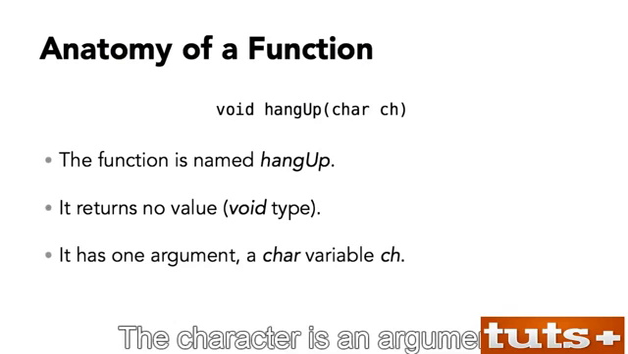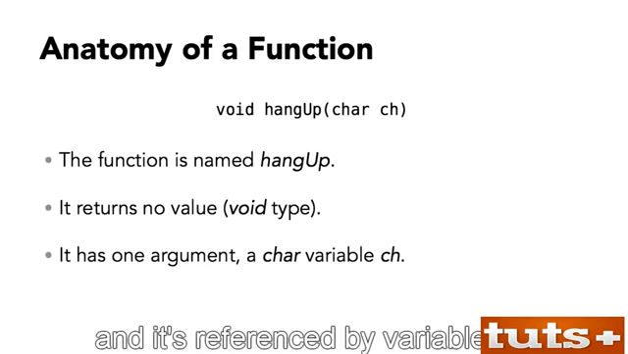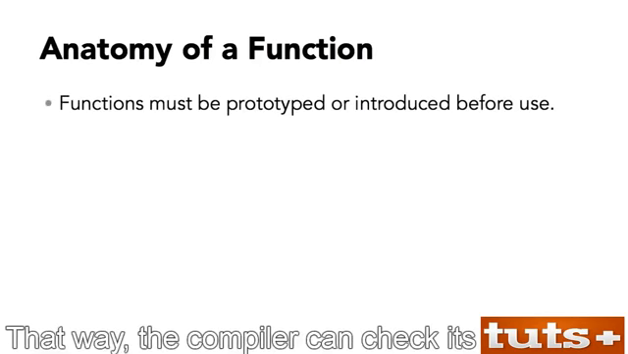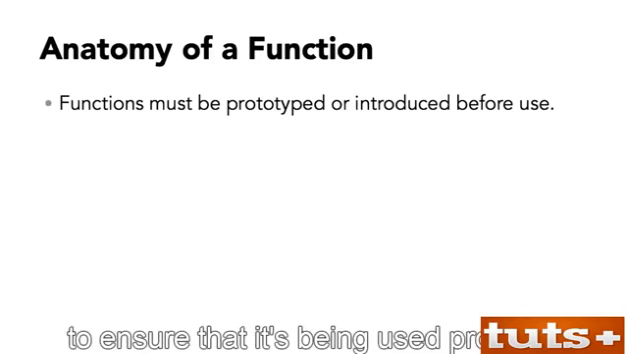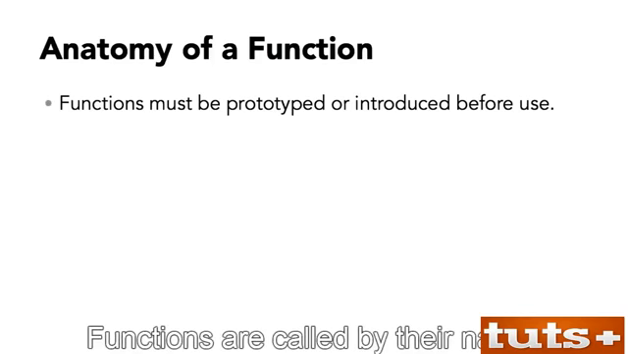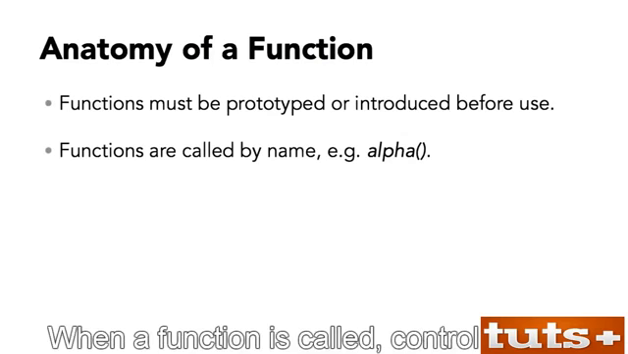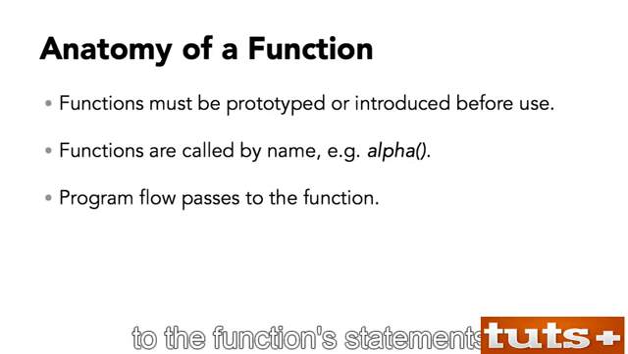Before you can use a function, it must be introduced to the compiler. That way the compiler can check its arguments to ensure that it's being used properly. Functions are called by their name, and then parentheses. When a function is called, control passes to the function's statements. Then when the function is over, flow continues with the statement after the function call.